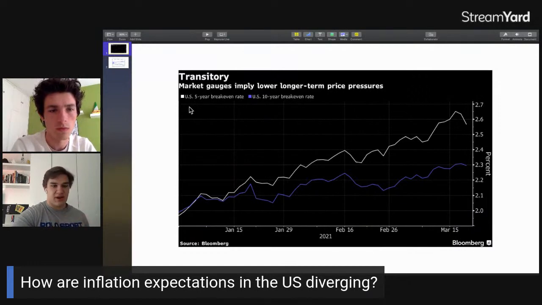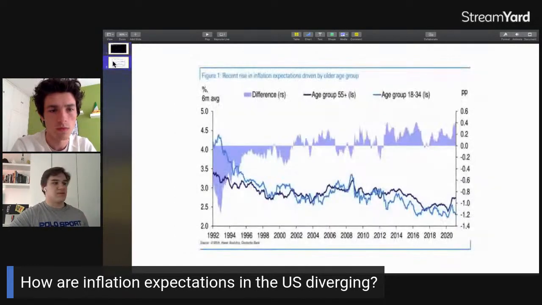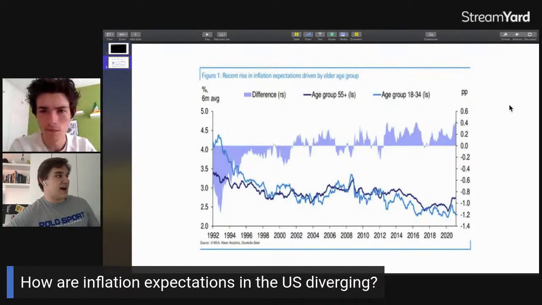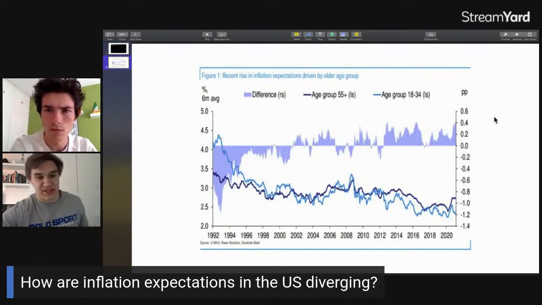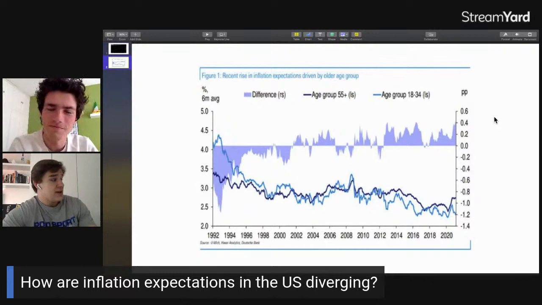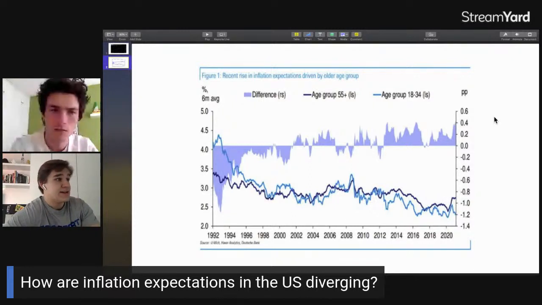But I also do have a second graph for this kind of topic that we're talking about. And this is actually the inflation expectations split across age groups. What we have here on the left-hand side is essentially the six-month average of inflation expectations for the different age groups. And on the right-hand side we have the difference in the inflation expectations between the different age groups.